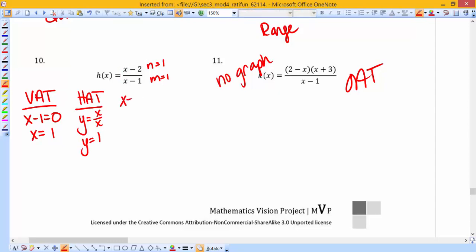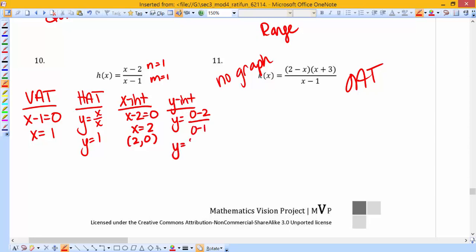Now I'm going to find my x-intercepts. My x-intercepts come from the numerator. So x minus 2 equals 0, so x equals 2. So 2, 0. And then I'm going to find my y-intercept, which comes from making all of your x's 0. So 0 minus 2 over 0 minus 1. So y equals 2. So 0, 2.